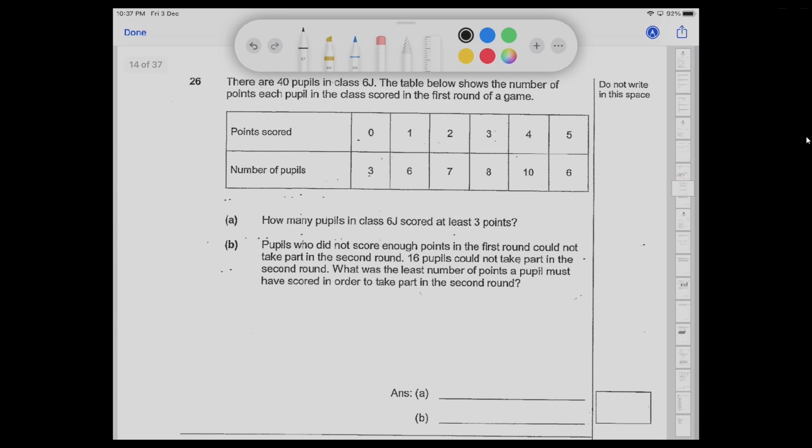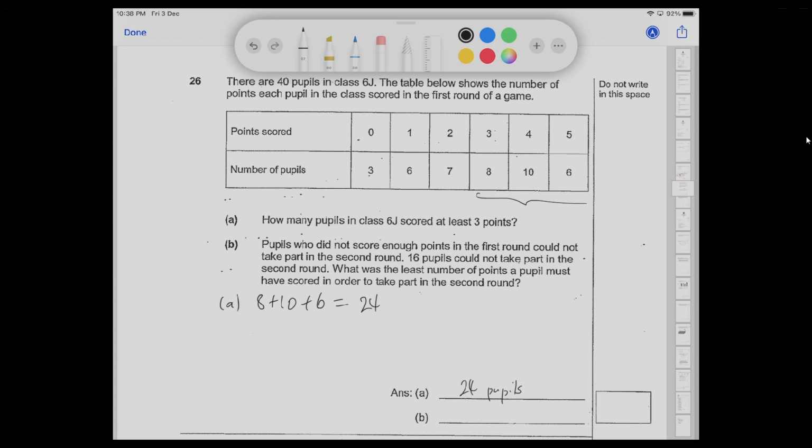There are 40 pupils in this class, and the table shows the number of points each pupil scored in the first round of a game. How many pupils scored at least 3 points? You want at least 3 points, so it's just these three groups of pupils: 8 plus 10 plus 6, which is 24. So 24 scored at least 3.